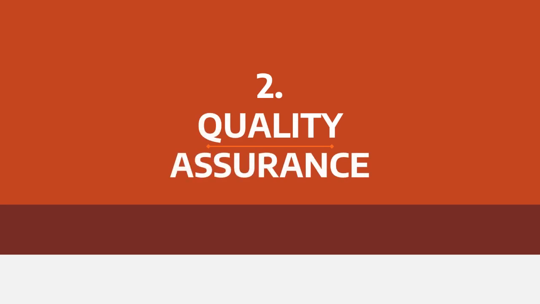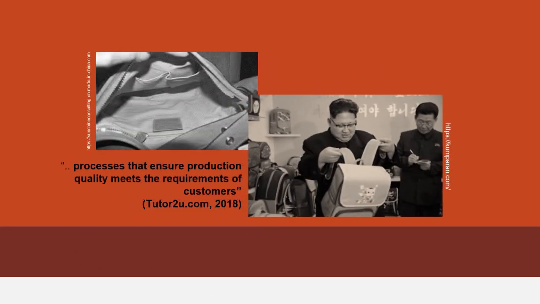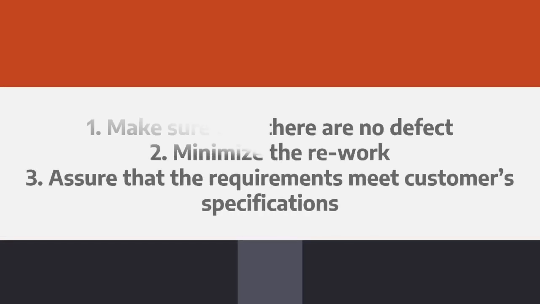The second improvement is in the field of quality assurance, specifically in the inspection process. The inspection method can be improved by checking the stitching details at the end of every process to make sure that there are no defects and to minimize rework, and also to assure that the requirements meet the customer specifications.